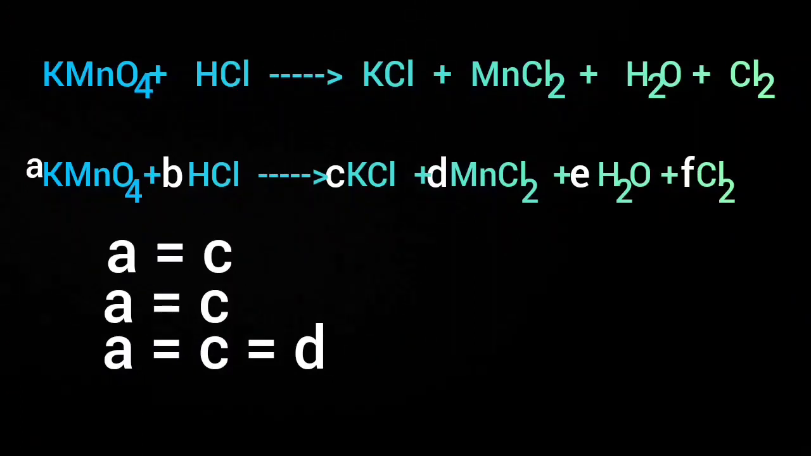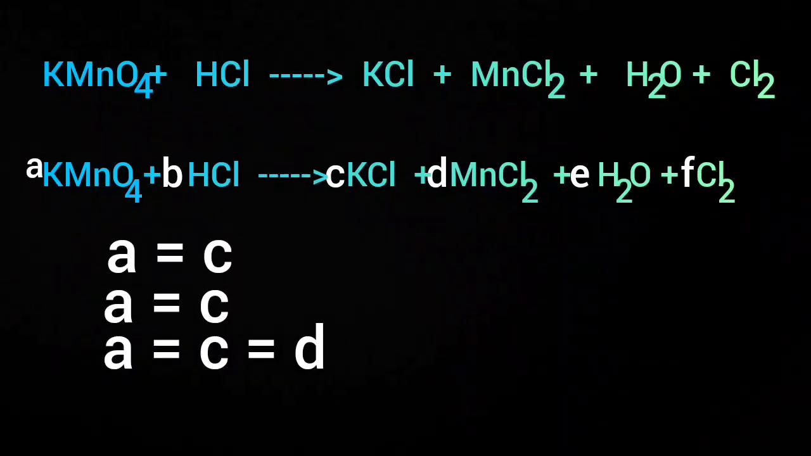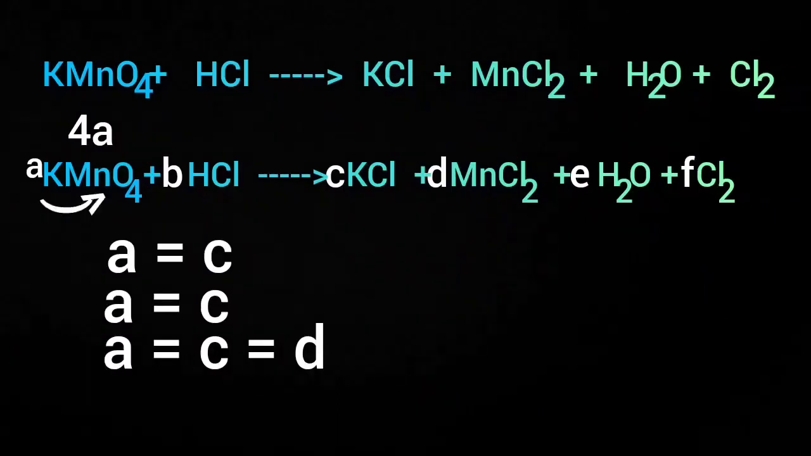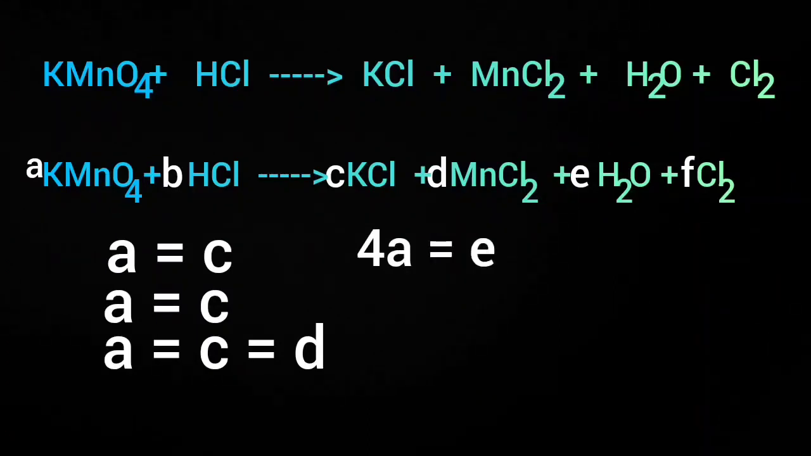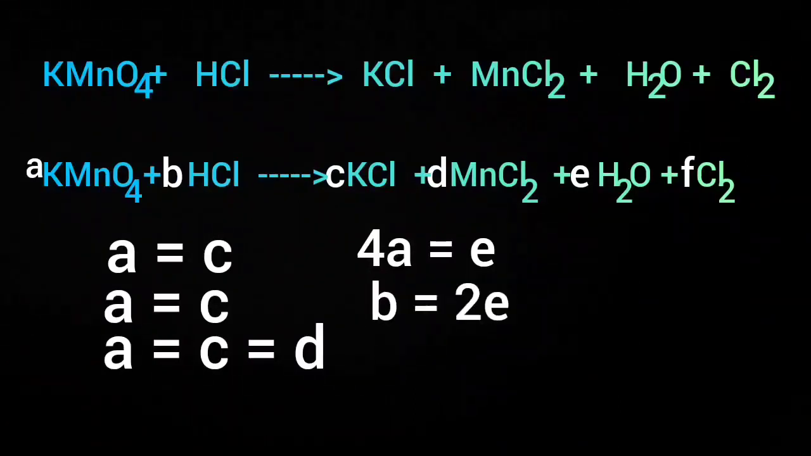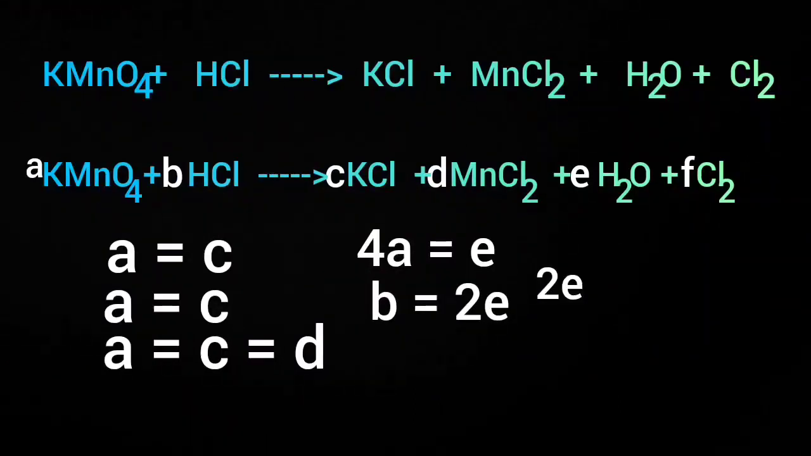Then you see, the number of oxygen atoms on the left hand side is 4a, because there are 4 oxygen atoms in KMnO4. Before that you have multiplied a, so 4 a's are 4a. So 4a is equal to e, because on the right hand side you will find e water. e with 1 oxygen becomes e, so 4a is equal to e. The number of hydrogen atoms on the left hand side is b. On the right hand side it is 2e, because H2O contains 2 hydrogen atoms. Before that e is there, so 2e is equal to b, or b is equal to 2e.